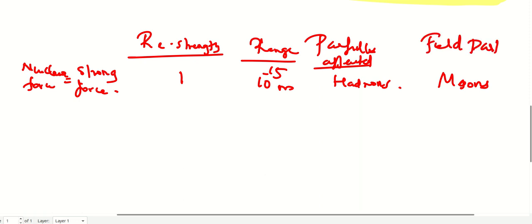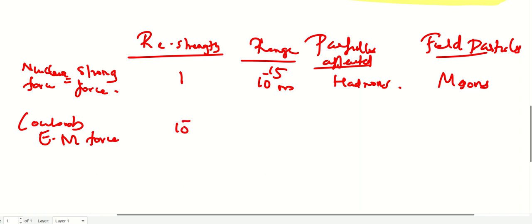Okay, next force we know is the Coulomb force, another name is electromagnetic force. The relative strength is 10 raised to minus 2. So the nuclear strong force has strength 1, and one by 100th of that is the Coulomb force. The range is 0 to infinity, and the particles affected are charged particles. The field particles are photons.